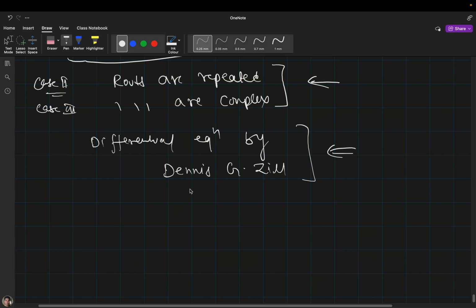And we will also see how we can use the Laplace transform to solve differential equations.